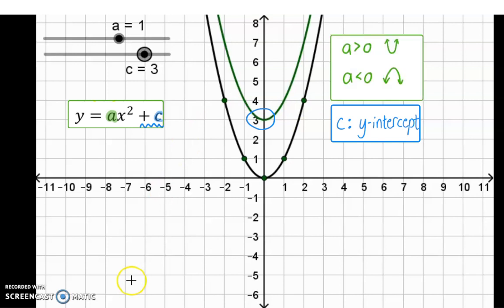So now that we know the form of the parabola and know what the a and the c values influence on the parabola, in the next video we can have a look at how to sketch a parabola effectively.